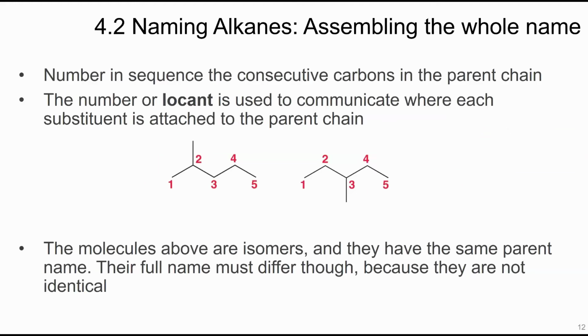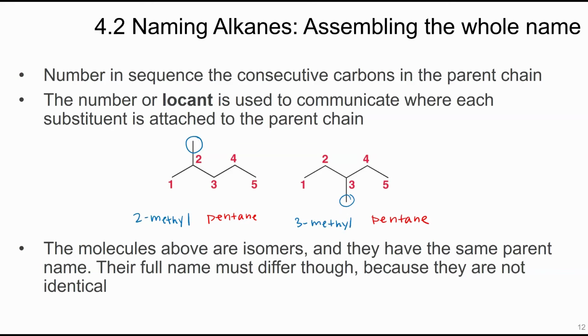So when you're naming the compounds, you want to number in sequence the consecutive carbons in the parent chain. The number or locant is used to communicate where each substituent is attached to the parent chain. So these are both pentane. So you can think of pentane as the street name. The number where the group is the address. So we have a 2-methyl. And that's because this is a group that's coming off of there. It has 1 carbon. This is a 1 carbon. This is 3-methyl.